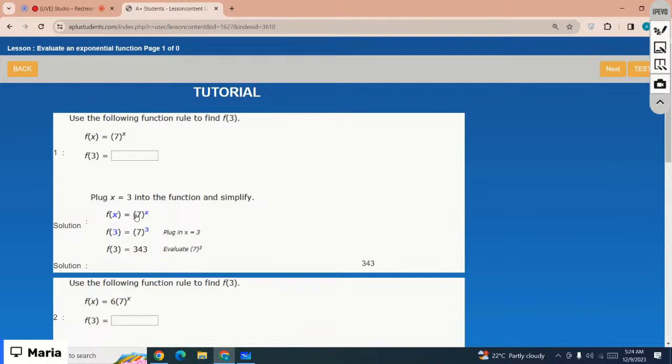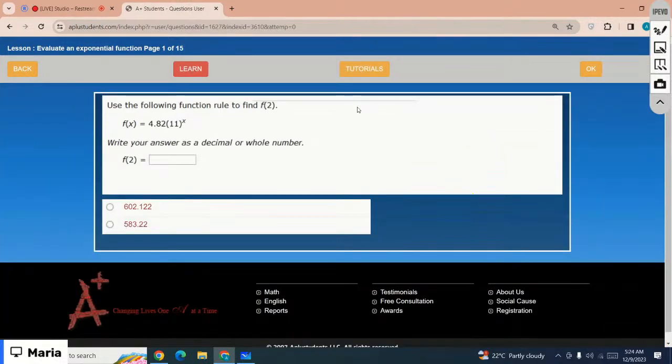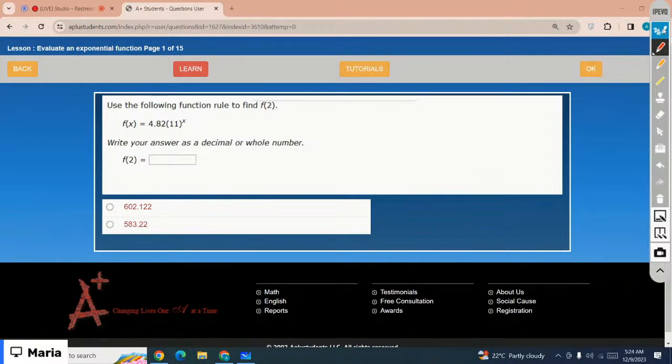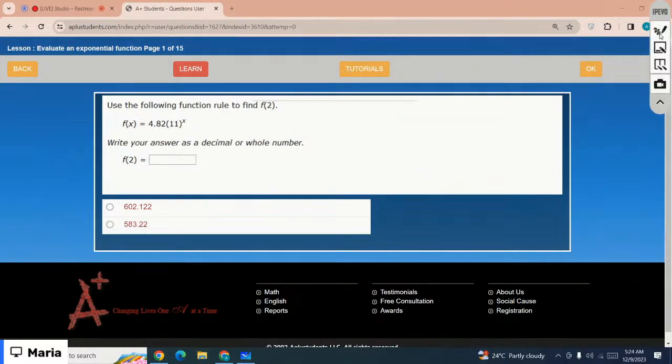Let's just start with the test questions. Use the following function rule to find f of 2. So replace all the x values with 2. That is f of 2 equals 4.82 times 11 exponent 2, right? 11 exponent 2 is 121, and that times 4.82 gives 583.22. Option number 2 is the correct option, that is 583.22, right?